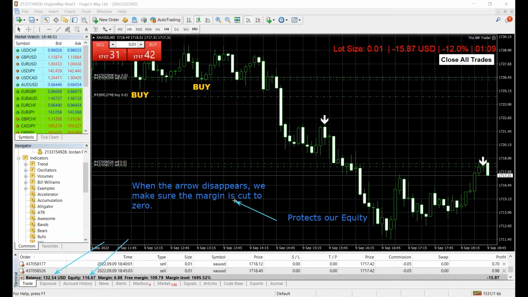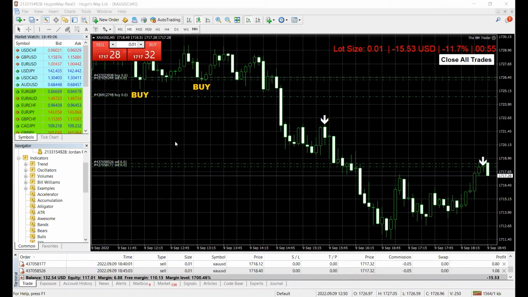So, going back to our rule, when the arrow disappears, we make sure the margin is cut to zero, we protect our equity, and we wait for the next trade. And that's really the rules to this game that are important.